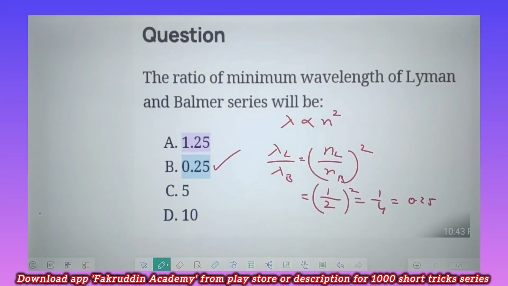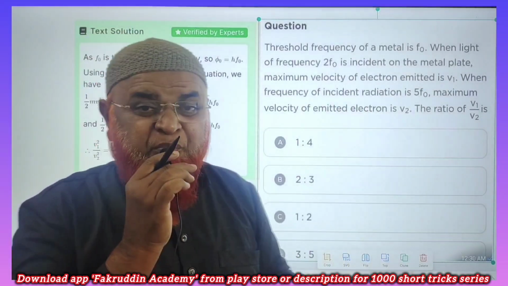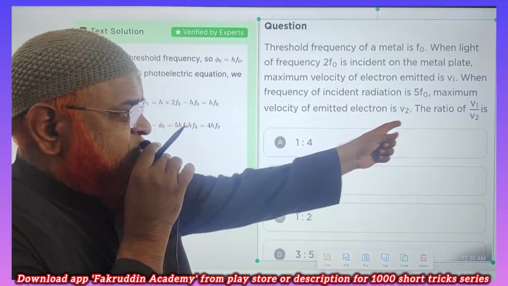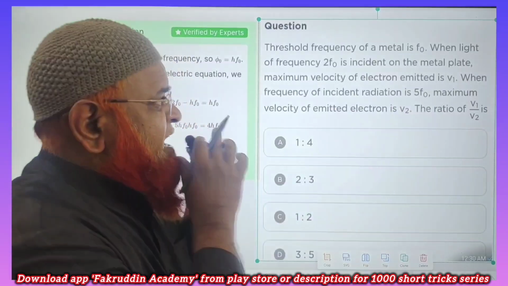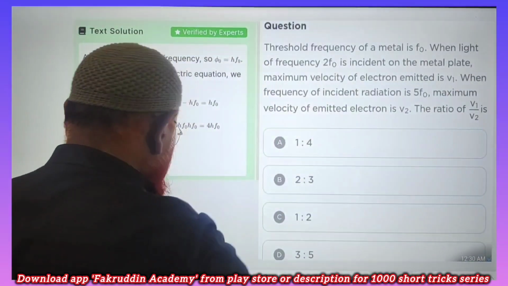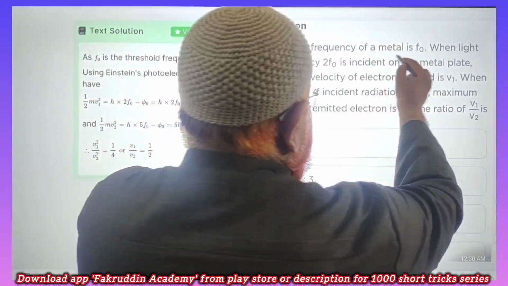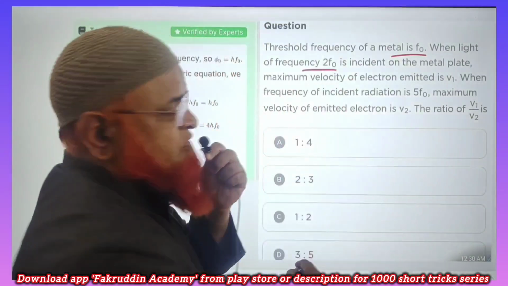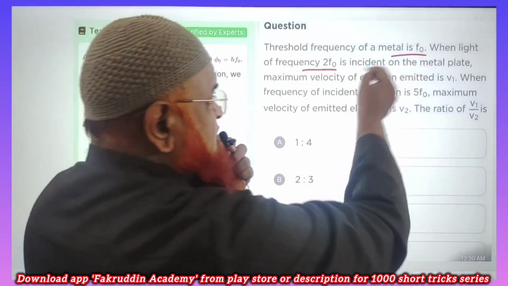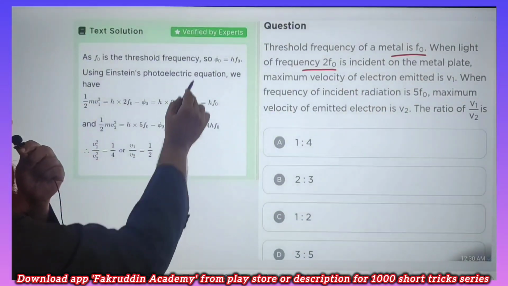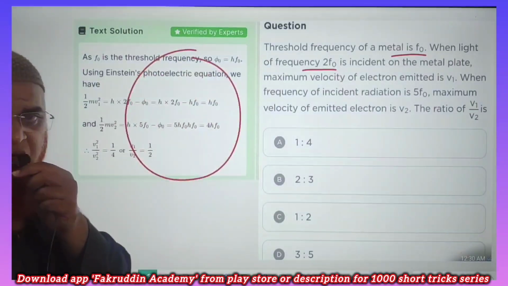Okay, students, see the question asked in previous years. He is asking us to find out the ratio of velocities. He has given the metal frequency and also the frequency of an incident light ray. You can just see the lengthy methods given in the books.